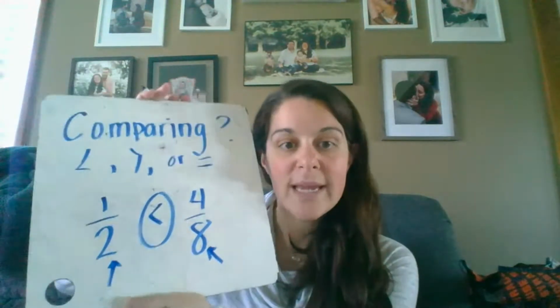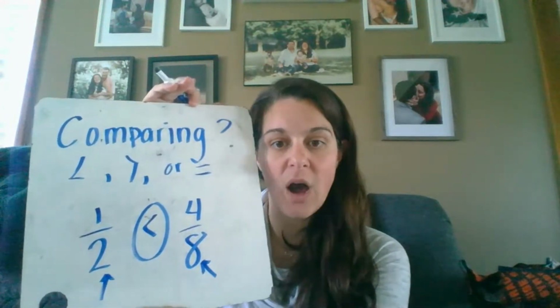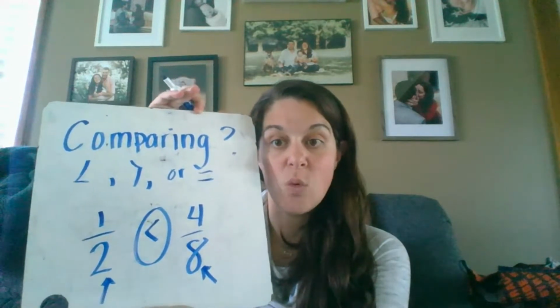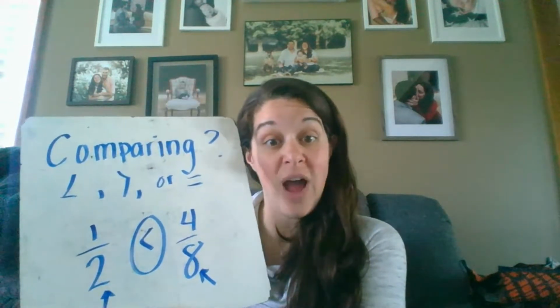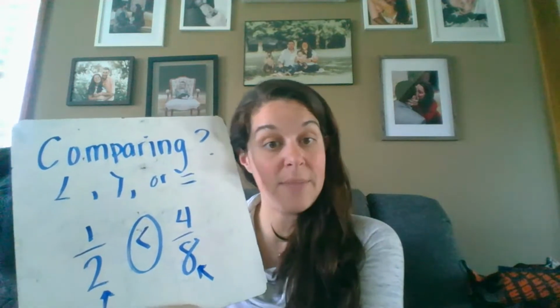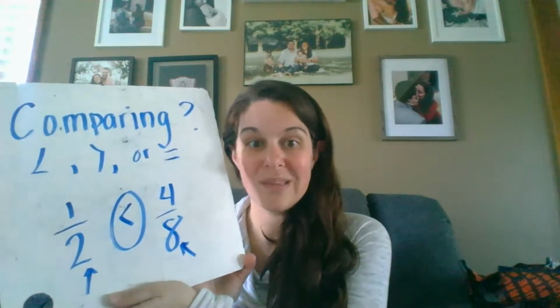Oh, because my denominators are not the same. You're right. We cannot compare fractions with unlike denominators. So what we have to do is find common denominators, okay? And you know what? I'm going to show you the easiest trick ever. I was going to make up a random problem, but actually, we're going to do the 1/2. Let's do 1/2 compared to 4/8, okay?